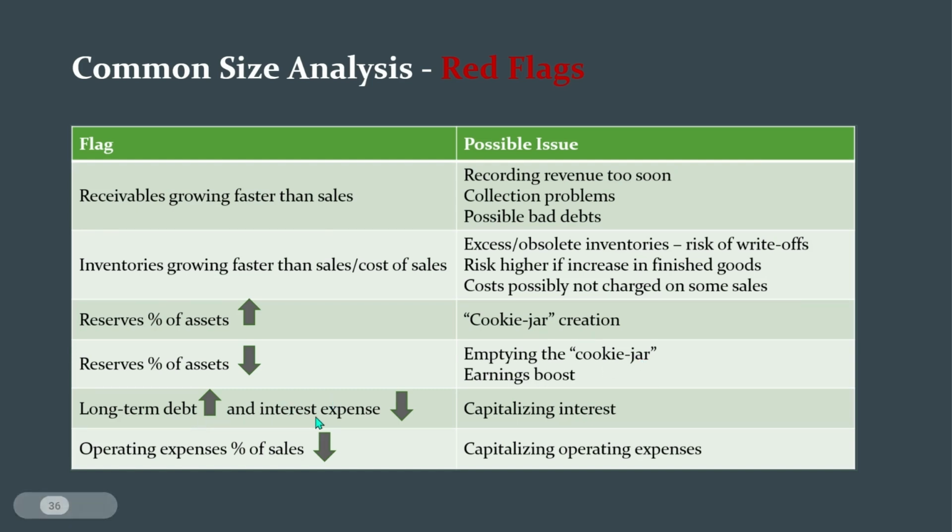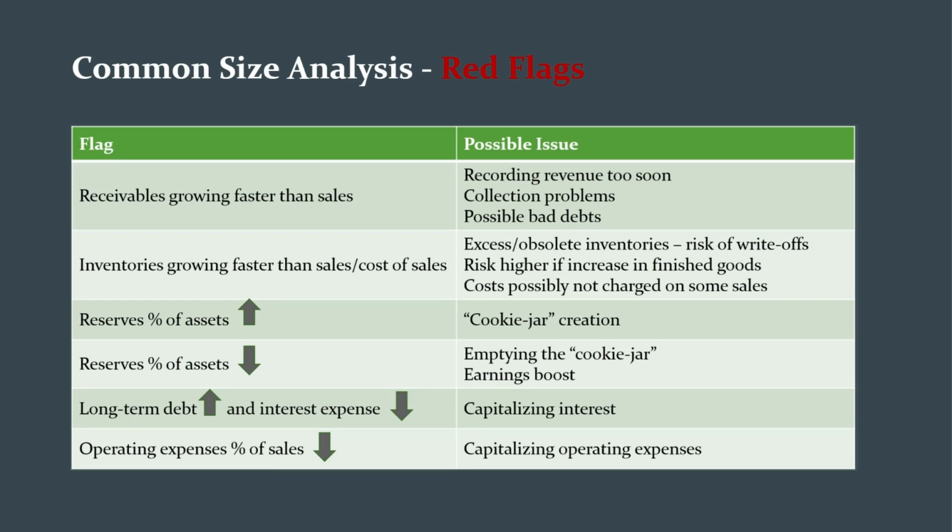If long-term debt increases and interest expense decreases, the company could be capitalizing interest either inappropriately or maybe too aggressively. And this will give the company a short-term earnings boost because capitalizing interest means that it is not expensed and does not hit the income statement. If operating expense as a percentage of sales decreases, it could be that the company is capitalizing operating expenses where it potentially should be expensing them. And again, similar to capitalizing interest, this would give the company an unsustainable boost in its earnings.